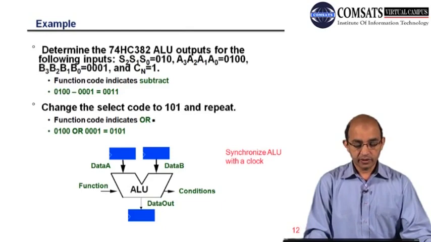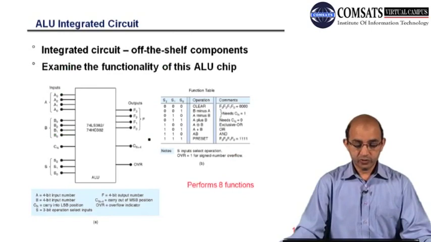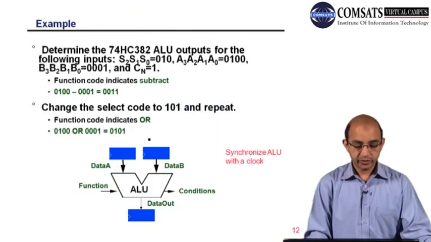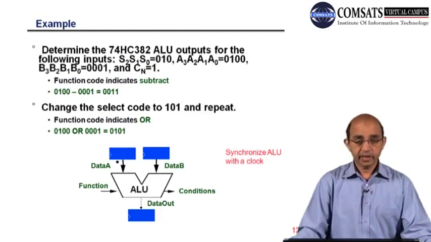And now we have changed the select code to 101, and we repeat. So if I go back, you can see that 101 is an OR operation. So now you can see that we are ORing two numbers, 1, 0, 1, and this is 0. So we can also synchronize the ALU with the clock. So on the arrival of the clock edge, the functions have to be performed.